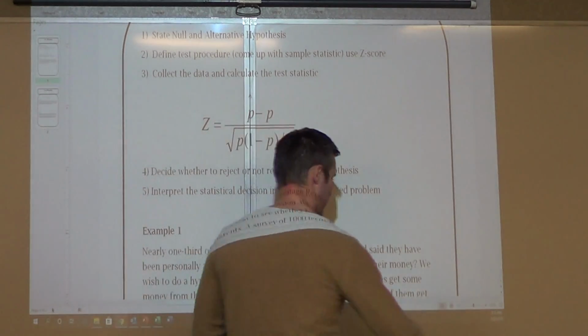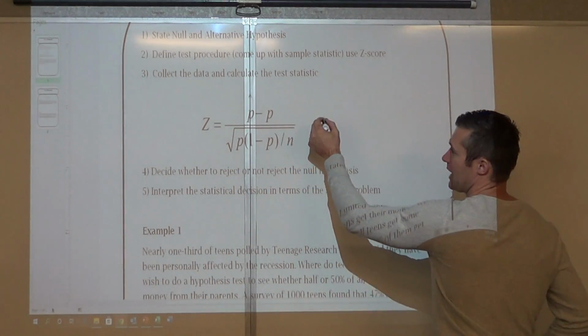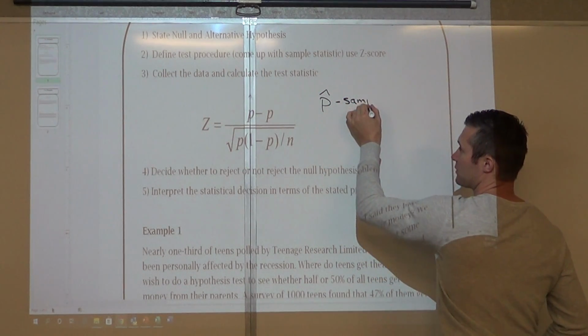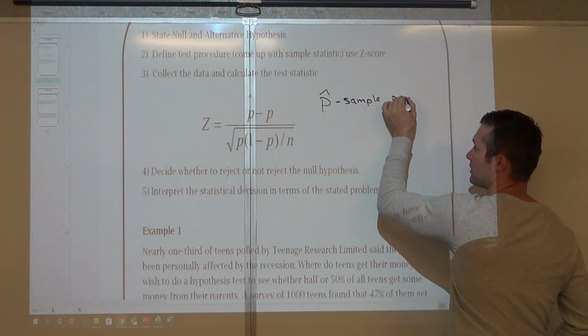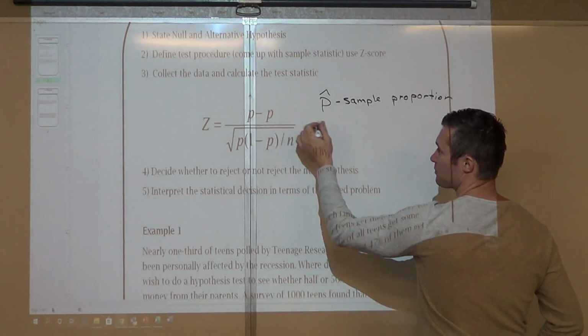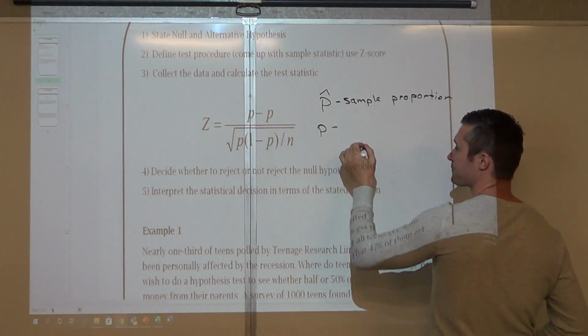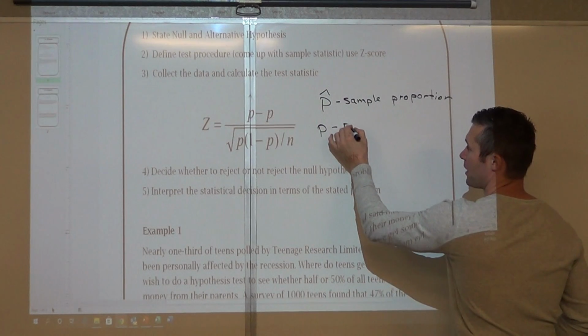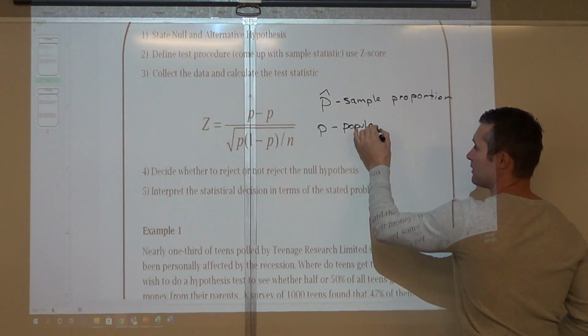Just to point out a couple things. When we talk about the p-hat, that's our sample proportion. So we're going to go sample proportion. All right, p, just p, that's our value from the population. So that would be our population proportion.